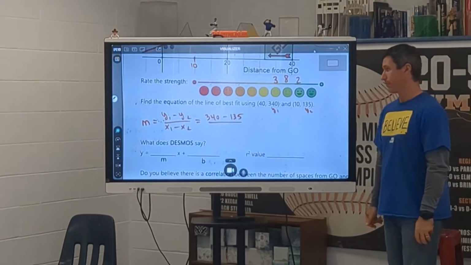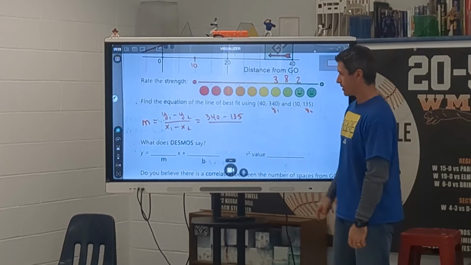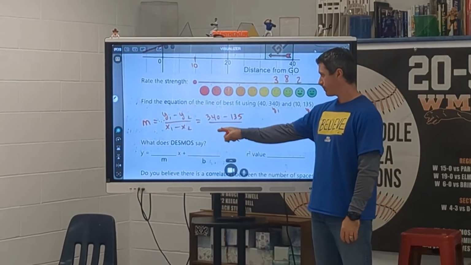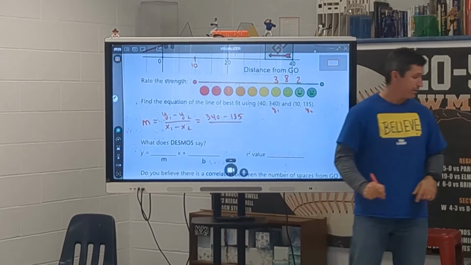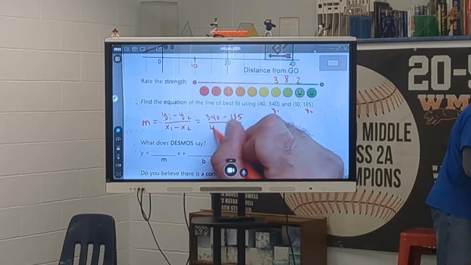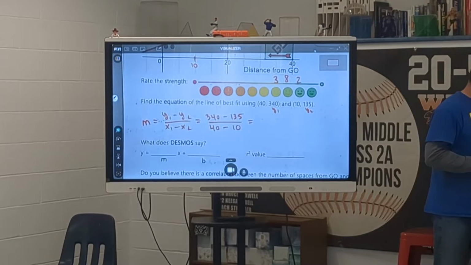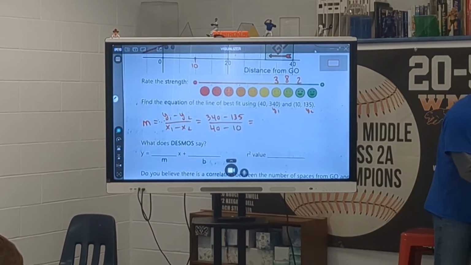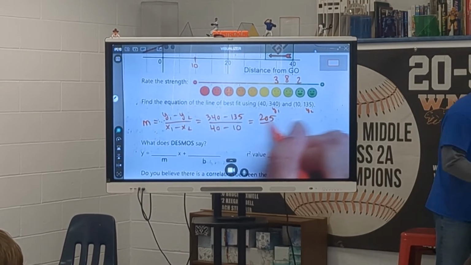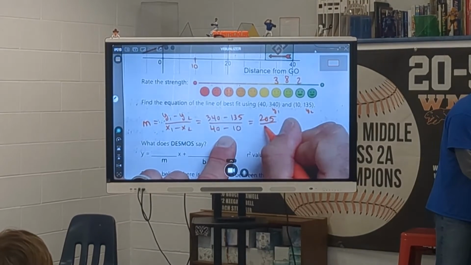Okay, Luke, this is important now though. Since you started with 340, which x do you have to begin with down here? 40. Good, you have to be consistent, okay? So that's 40 minus 10 on the denominator. Numerator, based on my eyes, that looks like 305. 205. I think it's 205. Oh, there's a 1. Yep. And then 40 minus 10 is 30.